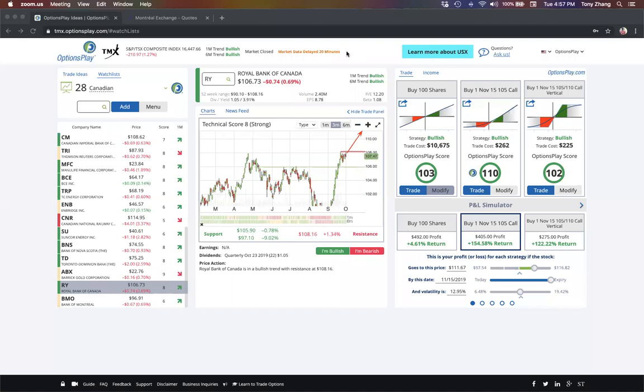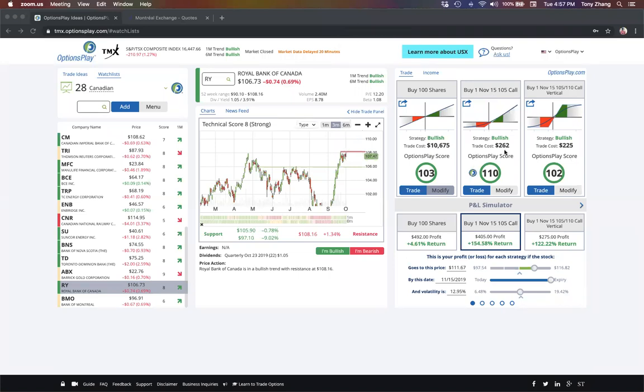Buying 100 shares of this stock would cost me $10,000. Some of you may not even have $10,000 to spend on 100 shares of this stock, but I can control 100 shares of the stock by buying a call option. So again, this picks out for me not only the expiration date, but also a strike price of 105, which is in the money for a $106 stock. So I can either buy 100 shares for $10,000, or I can buy a call option for $262.